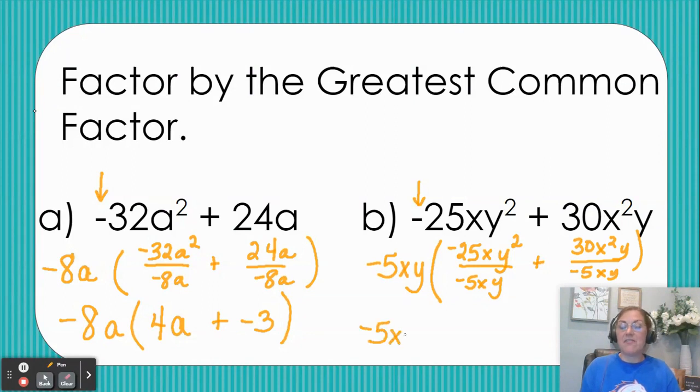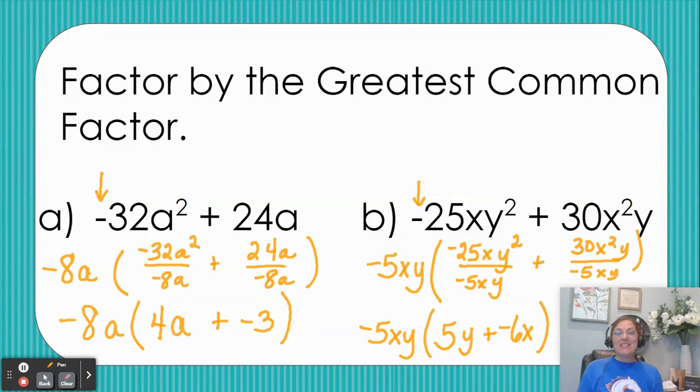We still have the negative 5xy out in front. Negative 25 divided by 5 gives me positive 5. X's cancel, and I'm left with just a y. Plus 30 divided by negative 5 gives me negative 6. Now I have x squared divided by x is x, and the y's cancel. And this is how I factor with my greatest common factor.